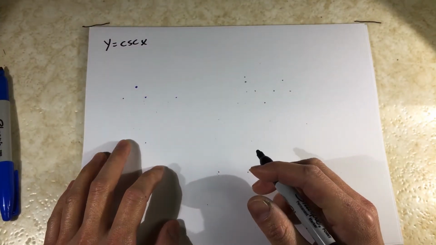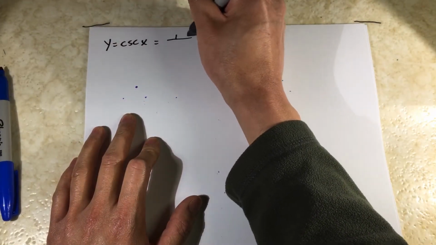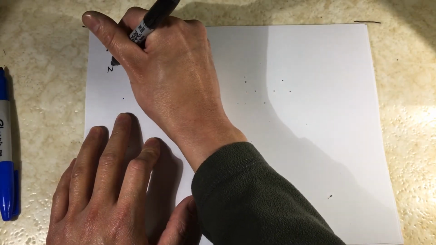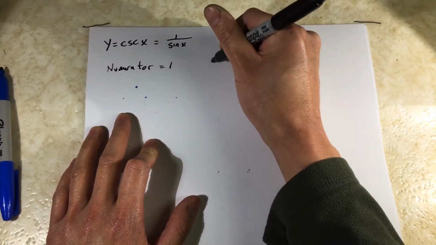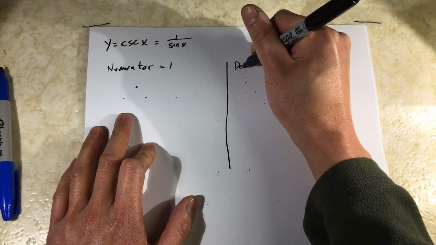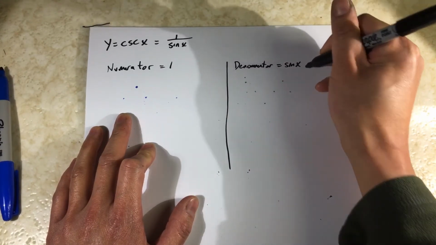All right, and we're going to do basically the same exact idea. So cosecant is 1 over sine of x. So we're going to have our numerator, which is 1. And then we're going to have our denominator, which is equal to sine x.